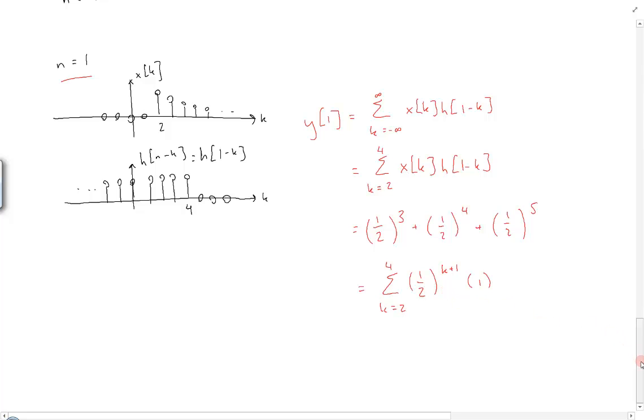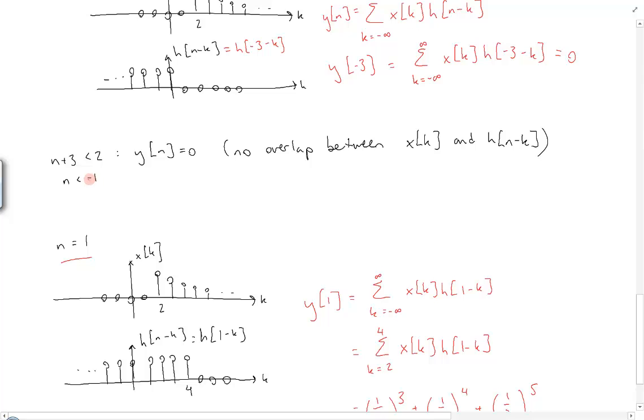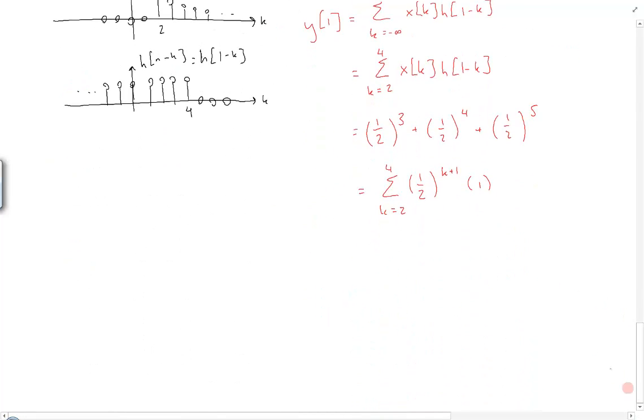Now, how can we generalize this? Well, we can see a pattern. As n keeps increasing beyond -1, or n plus 3 increases beyond 2, as that leading point goes beyond, we're going to sum up all the contributions from x of k from 2 up to that leading point, because everywhere beyond that it's 0 and everywhere before that it's 0 for x.